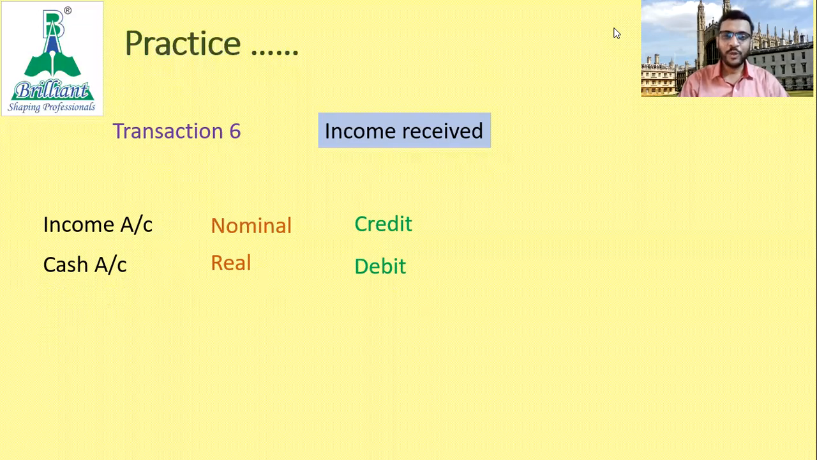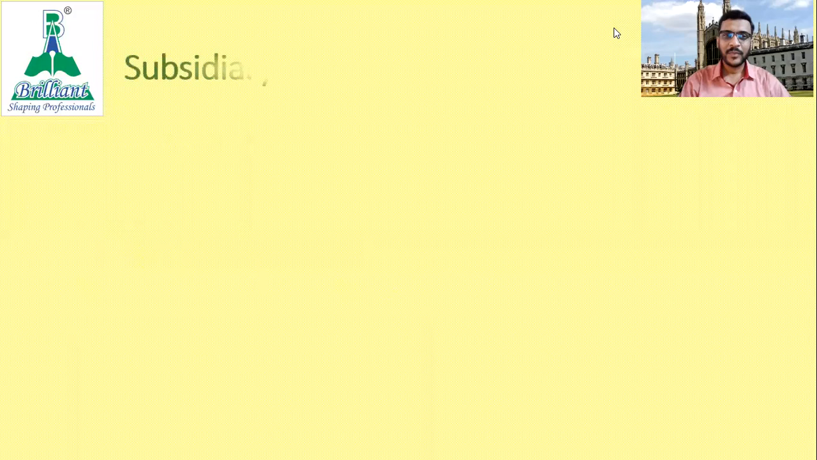Now, you tell me what will be the entry? Cash account debit to income account. For expenses, expense account debit to cash account. Here, cash account debit to income account. Okay, clear? I think this is the last transaction for practice. Yes, that was the last transaction. So you have to make a list of transactions and try to pass journal entries.